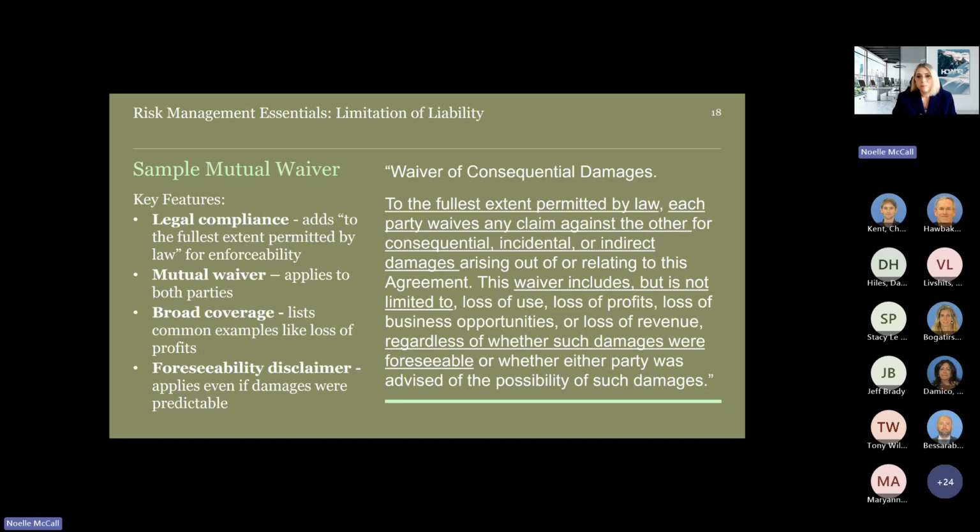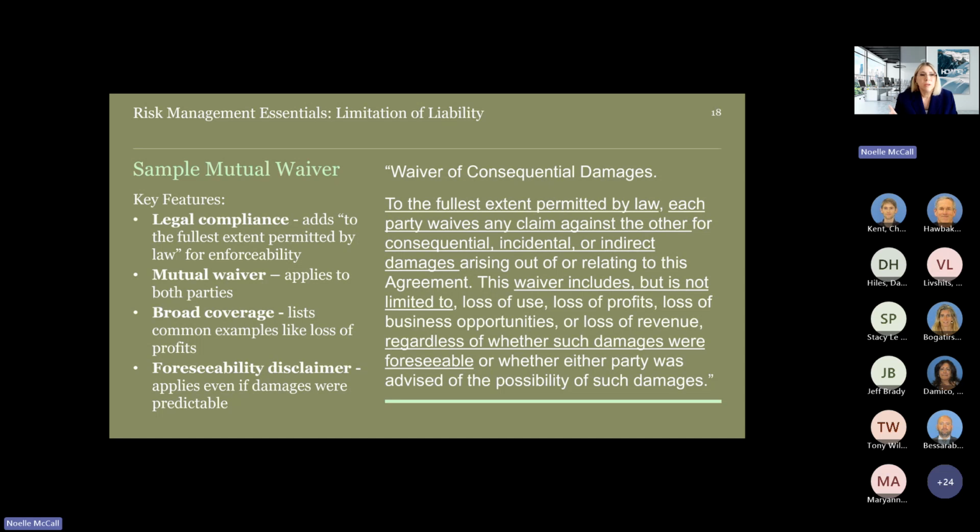this agreement. This waiver includes, but is not limited to, loss of use, loss of profits, loss of business opportunities, or loss of revenue, regardless of whether such damages were foreseeable, or whether each party was advised of the possibility of such damages. So there's 4 key features I want to point out here.